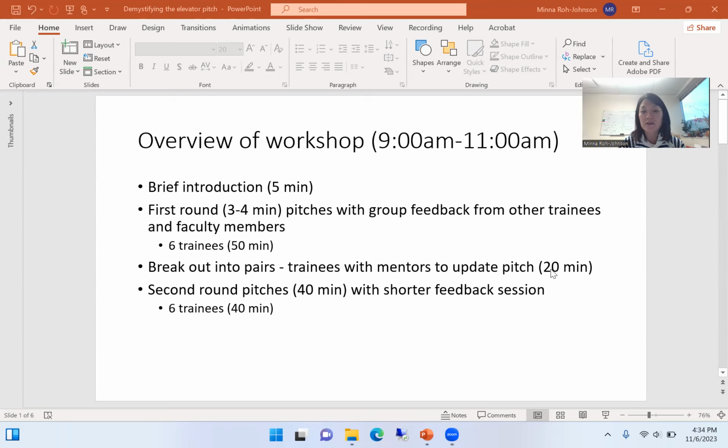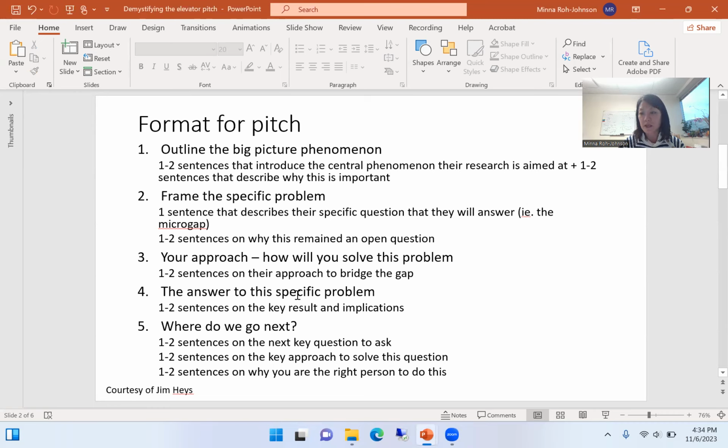Okay, so what should your elevator pitch look like? Here is a template or format of the pitch. You would first want to start off with the big picture, what gives the landscape of the biology, such that when you frame your specific problem, it makes sense. This specific problem is often called the micro gap. It could be a gap in knowledge, like we really need to answer this question that has been unanswered for a very long time. Or maybe it's a micro gap in approach or technology that needs to be developed. And then also include a couple sentences on why this remains an open question.